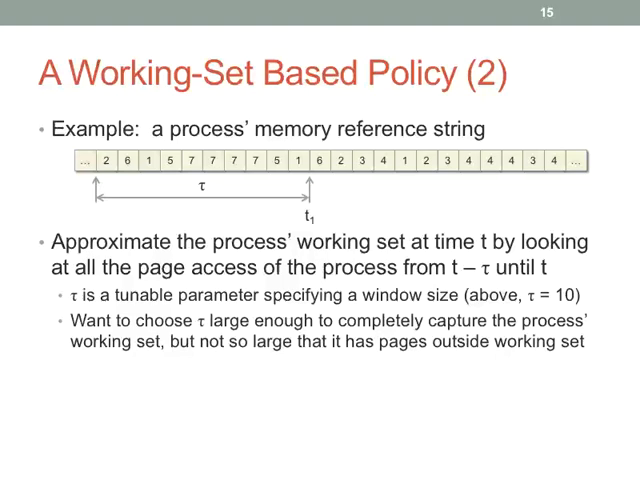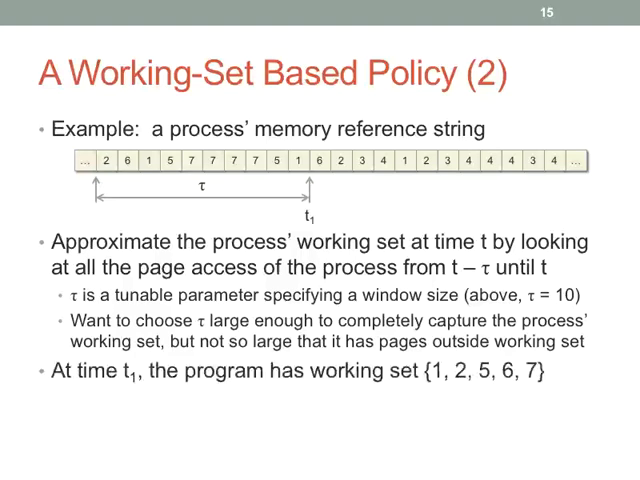Okay, so you have an interrupt at T1, and you look at all the accesses that have occurred within tau of T1, and basically anything that has been accessed you consider to be part of the working set. So you want tau to be large enough that you fully capture the working set of the process. So you can see that based on our guess of tau, we're presuming that our program's working set is 1, 2, 5, 6, and 7. Those are the pages that are part of the working set for this program.